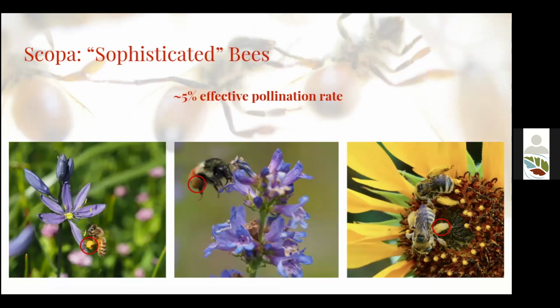That doesn't mean necessarily that they're worse pollinators, but they do have a lower effective pollination rate. In many cases, these bees are visiting many more flowers. They can visit more flowers and carry more pollen at a time than the more primitive bees. And often they have much longer active windows during the year.